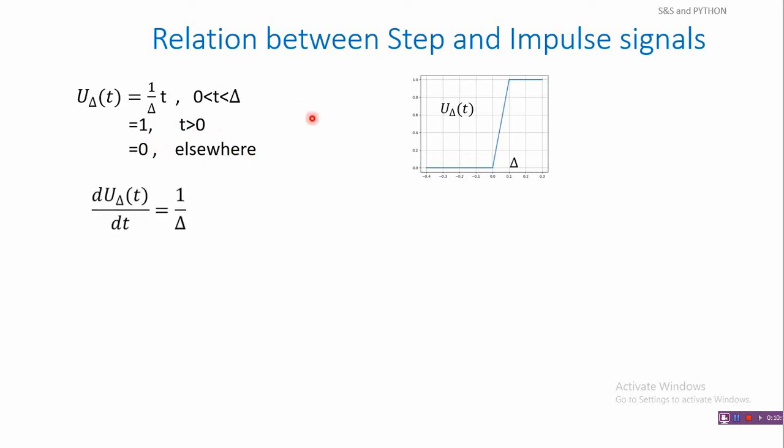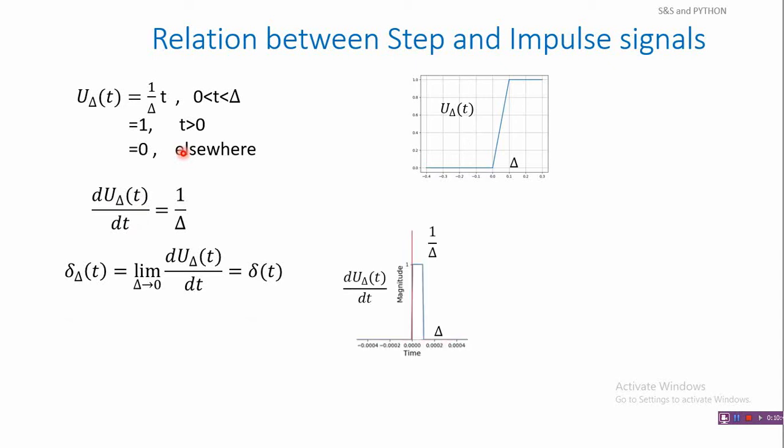So if you differentiate this u delta of t, d by dt of u delta of t, in the region 0 to delta we get 1 by delta into d by dt of t, which is 1, and the differentiation of the other two regions will be equal to 0. So d by dt of u delta of t is equal to 1 over delta. So this can be represented as a pulse of width delta and height equal to 1 over delta.